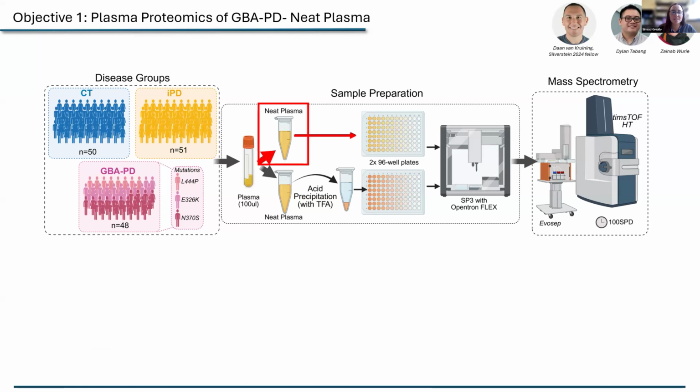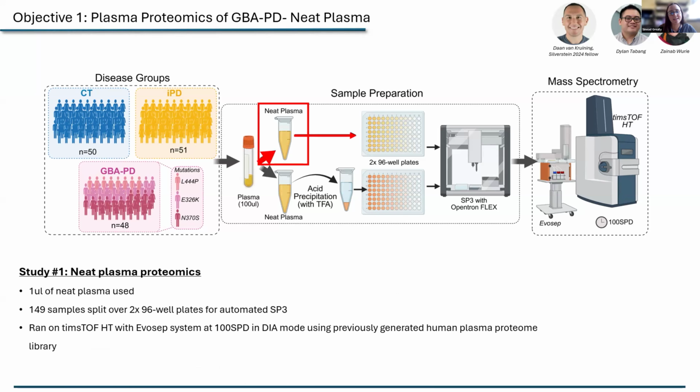So today, I'm going to be talking about our neat plasma analysis. For this, we only need to use 1 microliter of neat plasma. Because we have 149 samples, they were split over 2 96-well plates, and everything is automated in this pipeline using the Opentrons Flex. They're then run on our mass spec, our timsTOF HT, with the EvoSep system at 100 SPD per day in DIA mode, using a previously generated human plasma proteome library from the STEAM Lab.